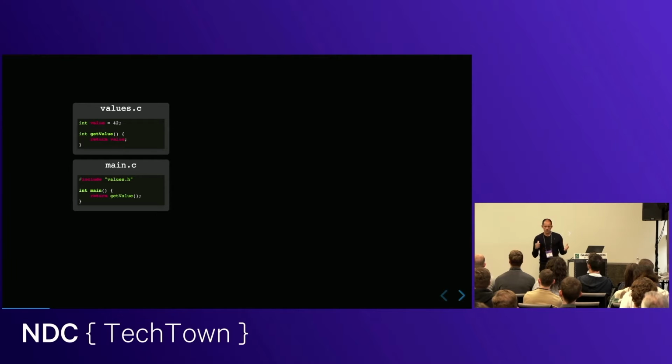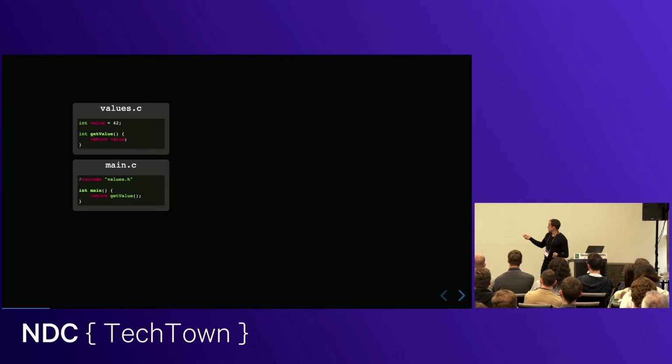And in C and C++, you have this separate compilation model, right? So you can take all of your C files or CPP files and compile them completely independently of the others. So main.c, when I compile that, I can't see what's inside of values.c. If you have enough cores, you could, in theory, compile your entire project in parallel, right?